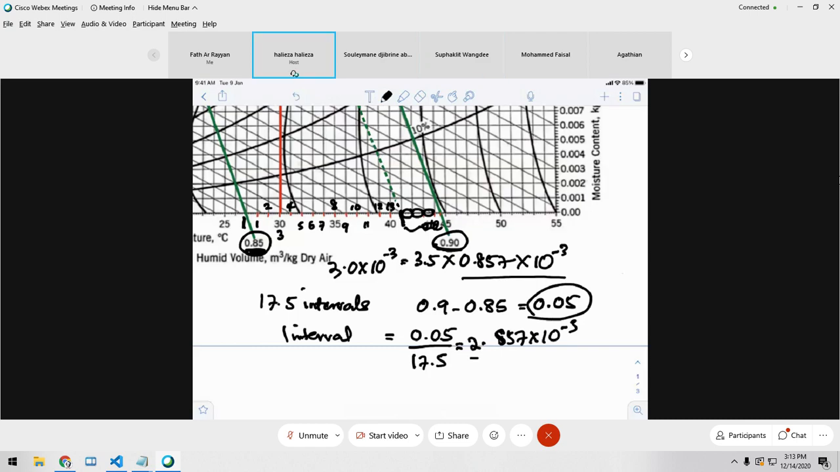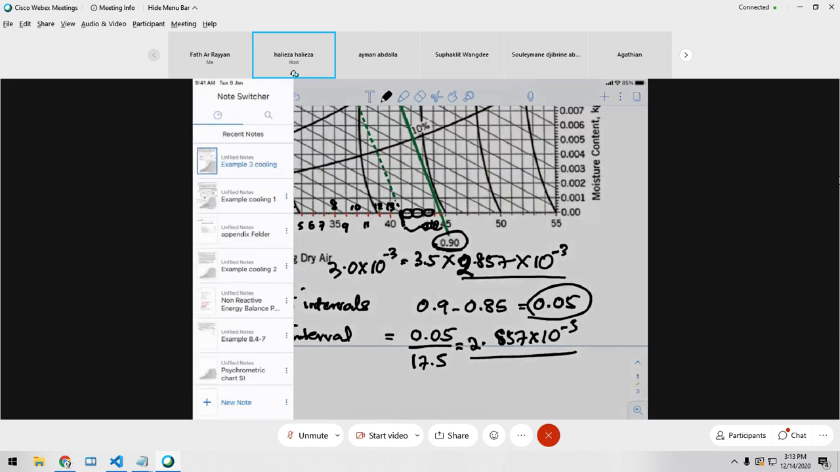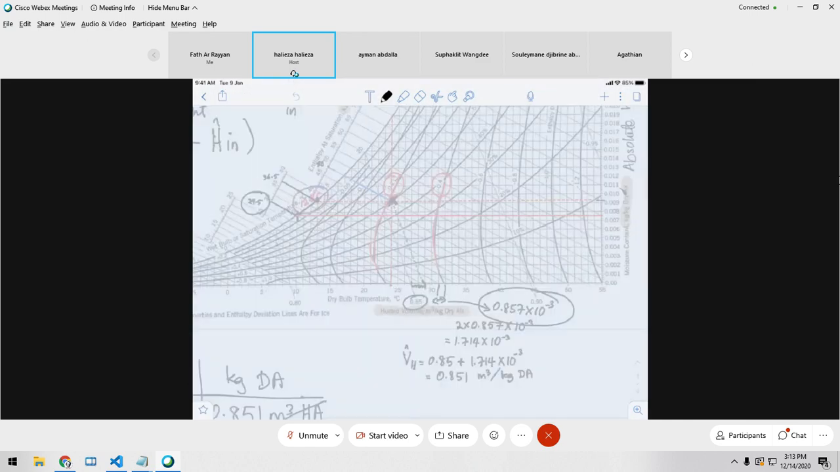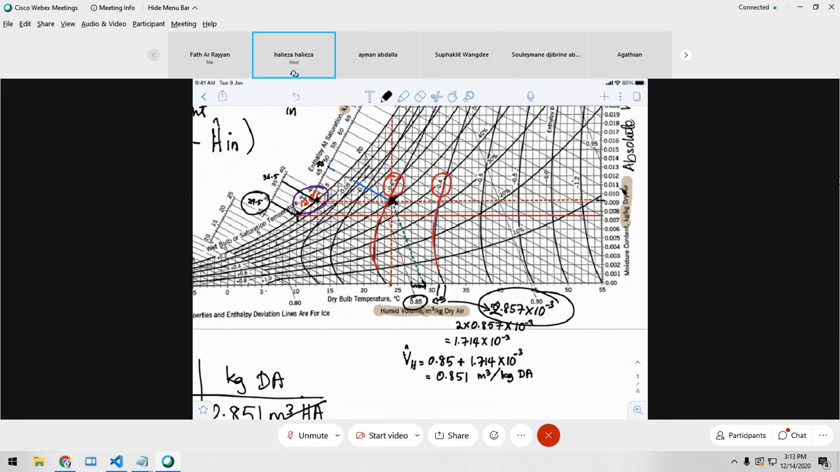It should be 2, isn't it? So that means this one should be 2, isn't it? Yes, 2.857. Okay, so the previous example I need to correct it. It should be 2 then, isn't it? Yes. Will it make any difference if you calculate that value? Will it be any different? Slightly different.